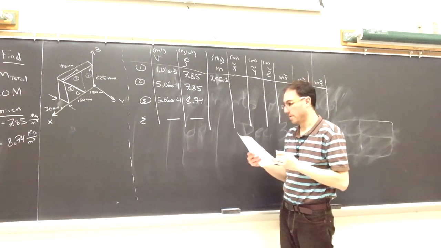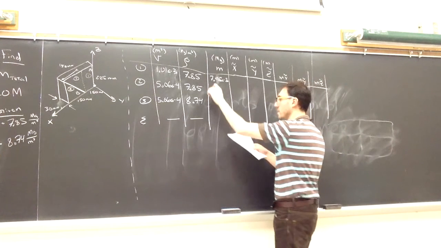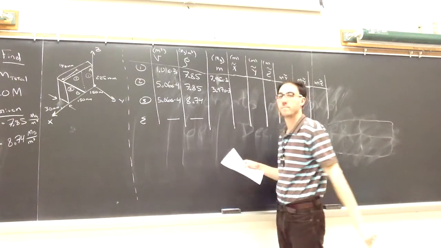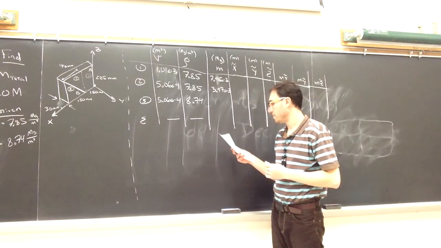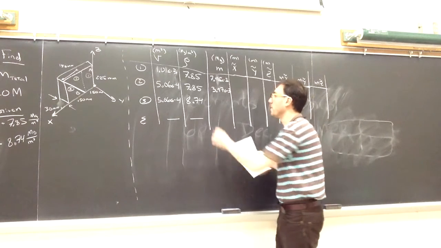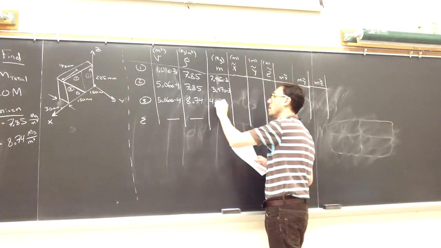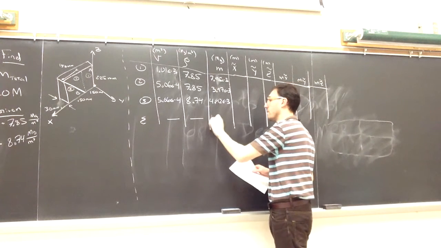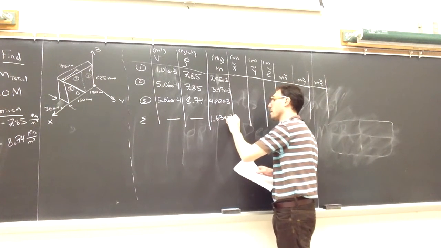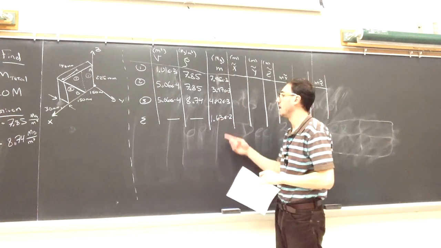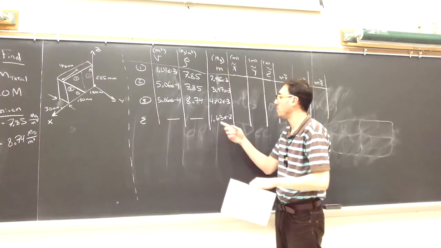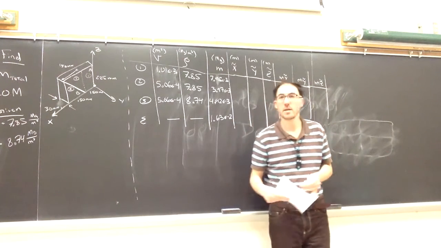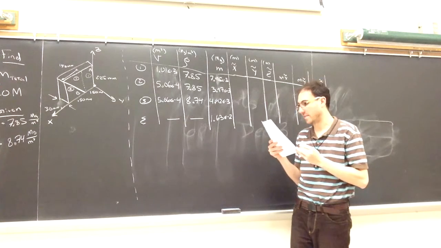For shape 2, when I multiply that, I get 3.97 times 10 to the negative 3. And for shape number 3, I get 4.42 times 10 to the negative 3. And now summing down that column, the total mass of my object is 1.63 times 10 to the negative 2 megagrams.